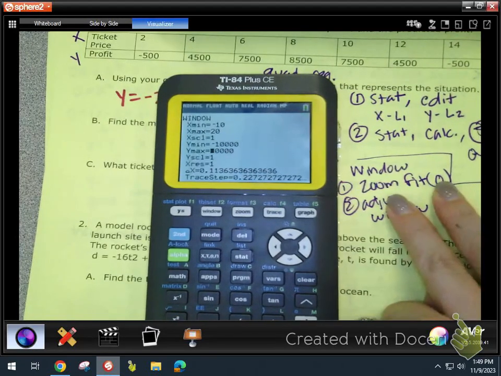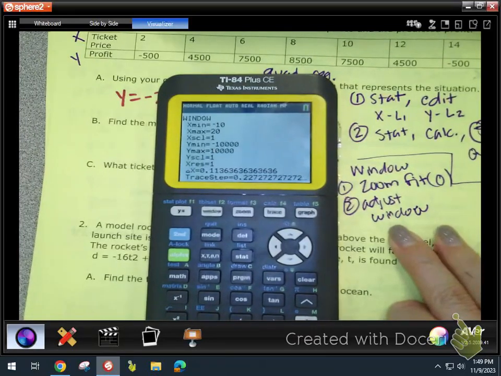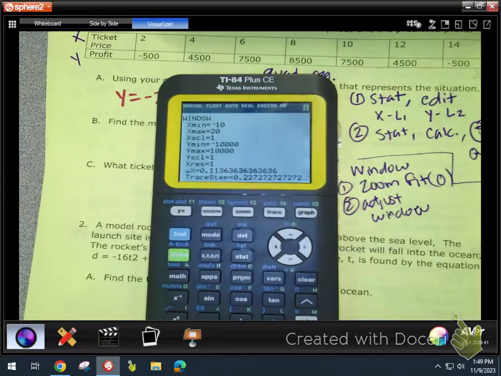So Zoom Fit helps us get sort of in the right place. Adjust the window from there. Sometimes you can just adjust your window from the start. You can tell when you just need to see more above or below.